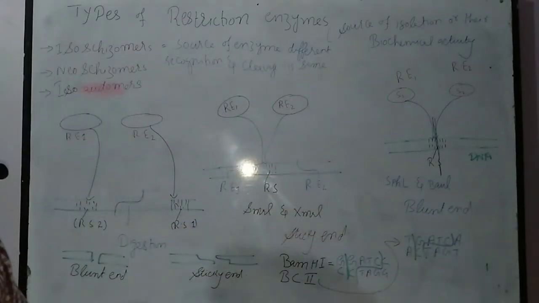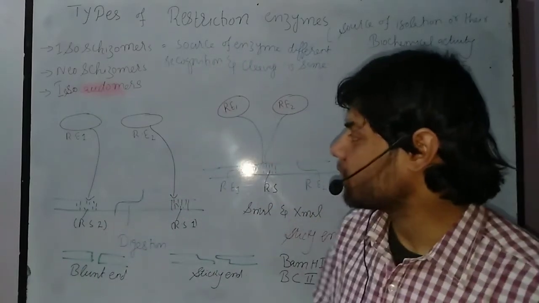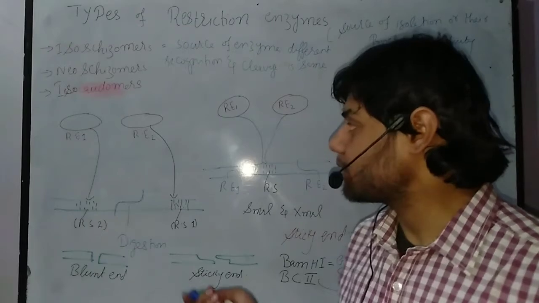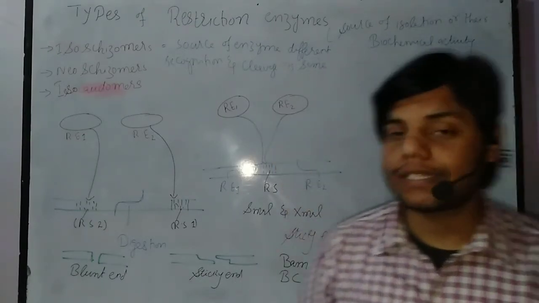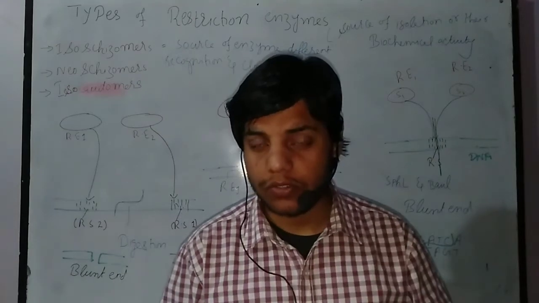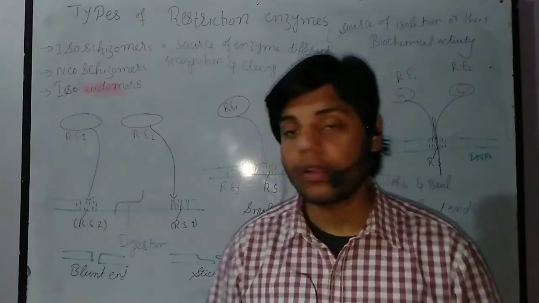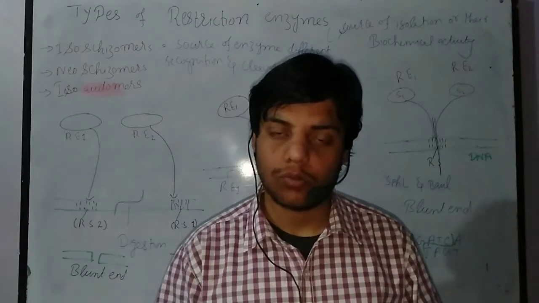Okay, now that's all about the types of restriction enzyme and their examples as well as their properties. So I hope you get an idea about the types of restriction enzyme: Isocaudomer, Neoschizomer, isoschizomer. But if you still have any confusion or question, you can write it in the comments.